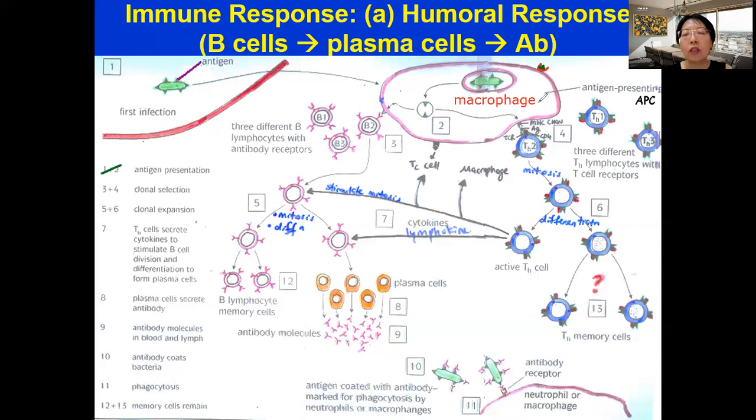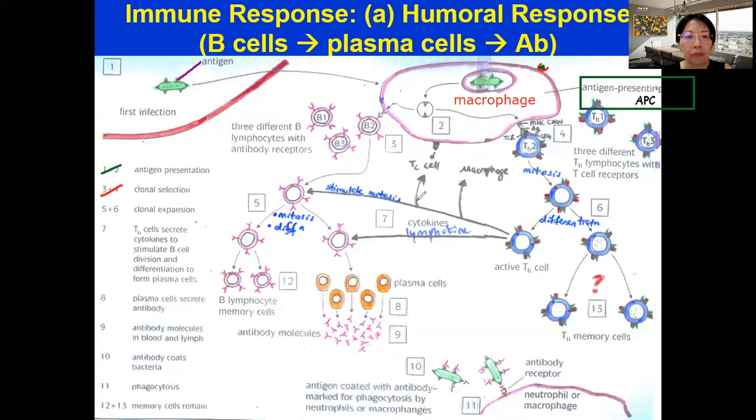So that's why macrophage is long-lived, because they're supposed to move around the body to present the antigen of the bacteria that is phagocytosed. At this time, the macrophage is called the antigen presenting cell, APC. After that, the next step is called clonal selection. Clonal selection means the clone of B cells and T helper cells will be selected.